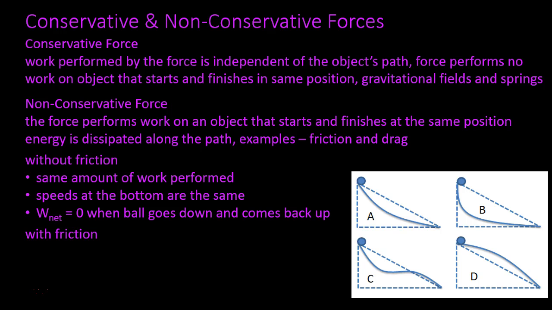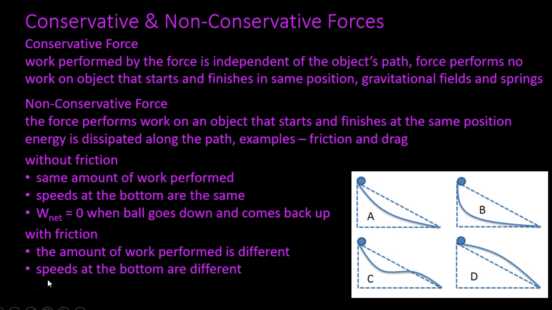However, if we have friction, a non-conservative force, things are different. The amount of work performed in each of these cases is different. And if we measured the paths of each of these shapes, the incline that had the longest path would be the one where friction would be performing the most work. I haven't measured these exactly, but my guess is that C has the longest path. Speeds at the bottom are going to be different, not the same. The path that is the longest is going to have friction causing the greatest impact, and will be the slowest at the bottom of the ramp.